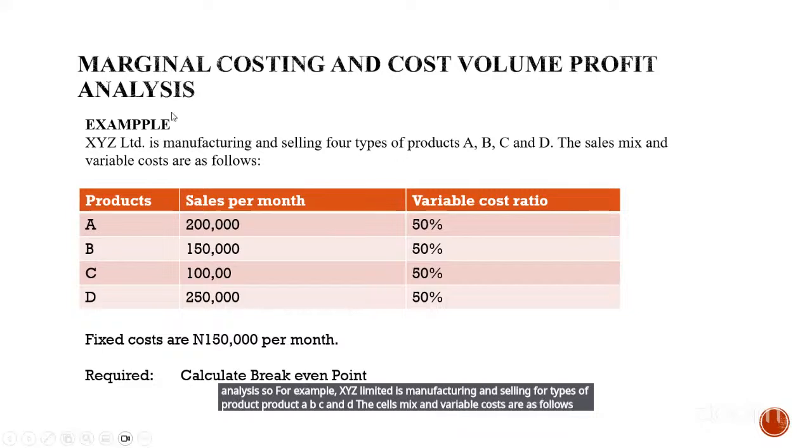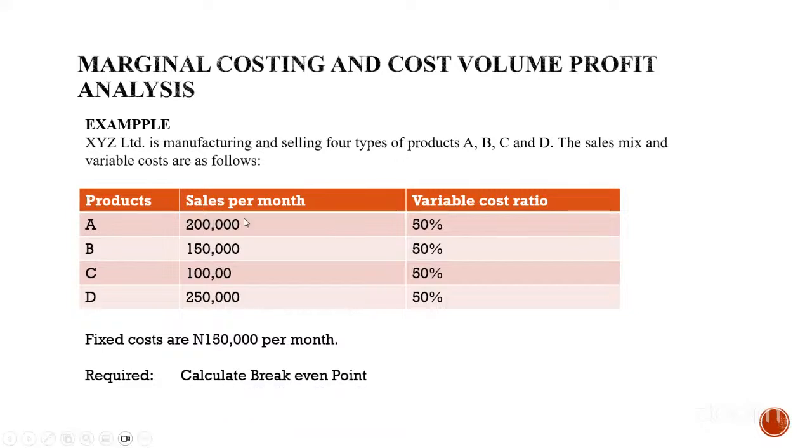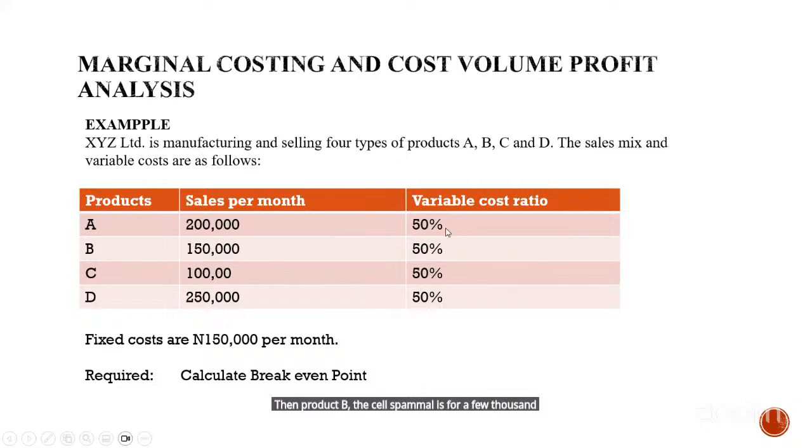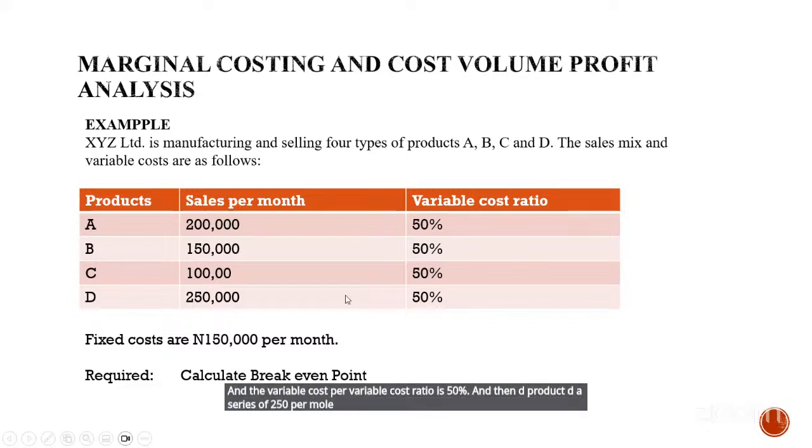For product A, the sales per month is 200,000, and the variable cost ratio is 50%. Then product B, the sales per month is 450,000, while the variable cost ratio is 50%. And product C, the sales per month is 100,000, and the variable cost ratio is 50%. And then product D has sales of 250 per month, and also has a variable cost ratio of 50%.